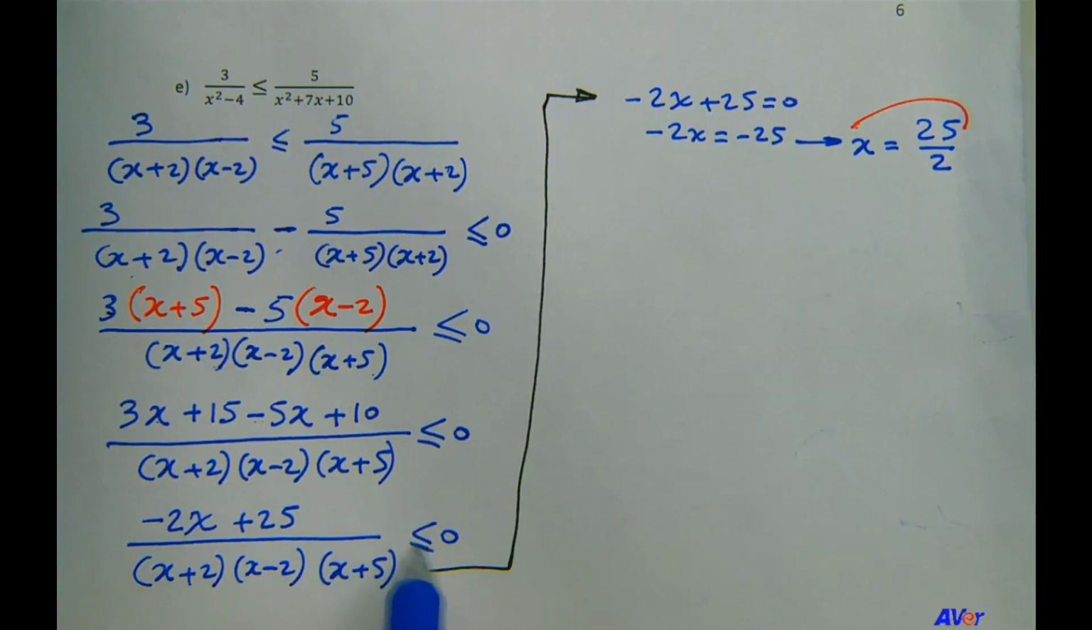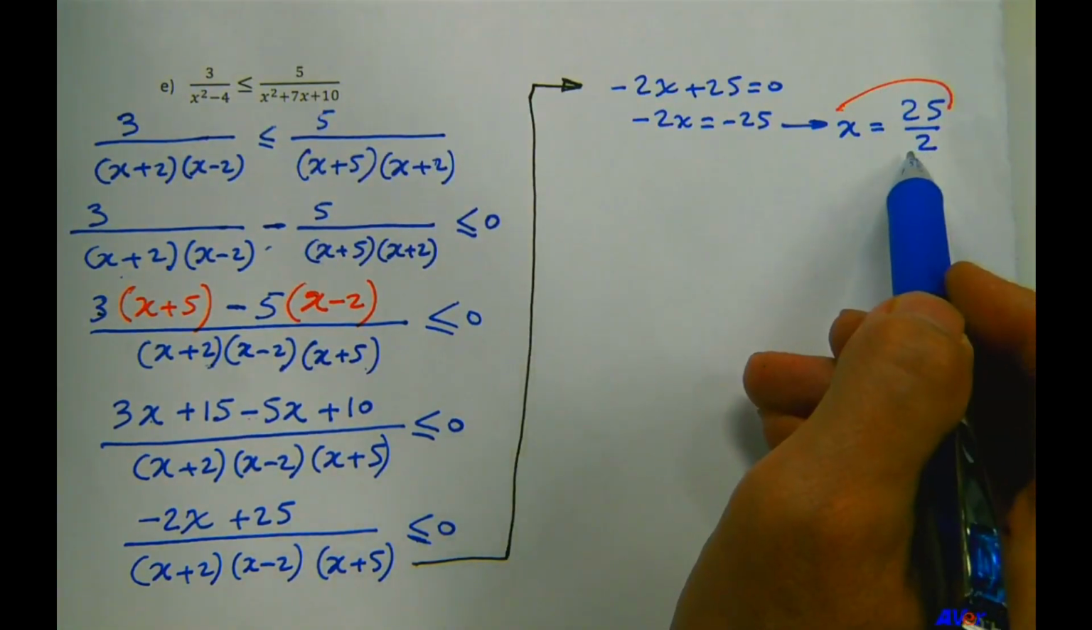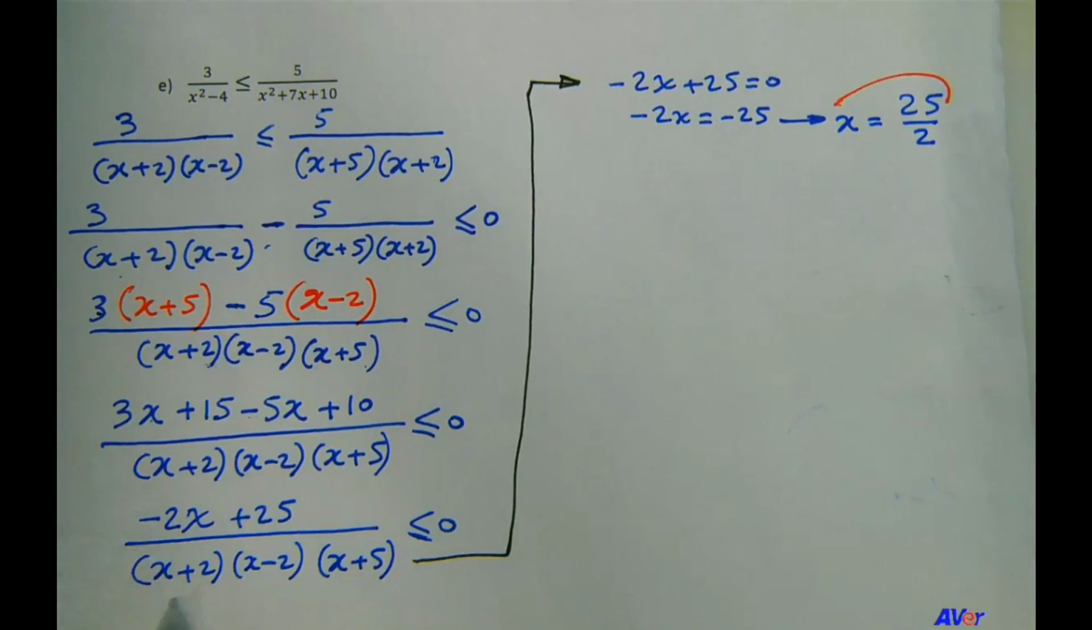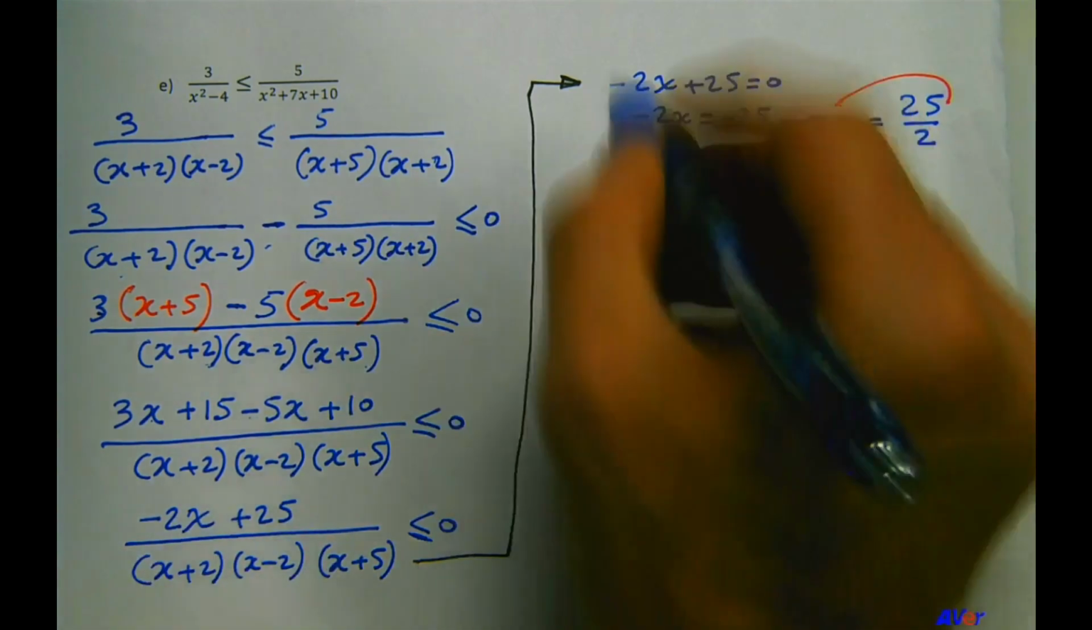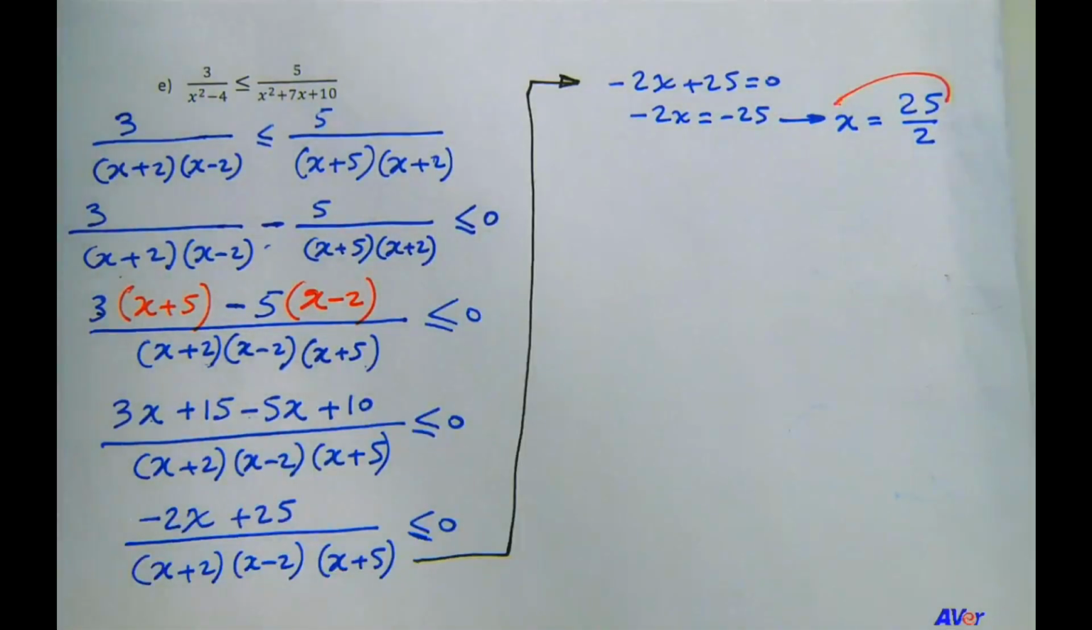Look at that. It's allowed to be equal to 0. So 25 over 2 is an acceptable answer or solution. But from this point forward, minus 2, plus 2, and minus 5 will not be able to be part of the solution, because each of those three will make the denominator 0 and the function undefined. So let's keep that in mind as we're moving forward with this solution.